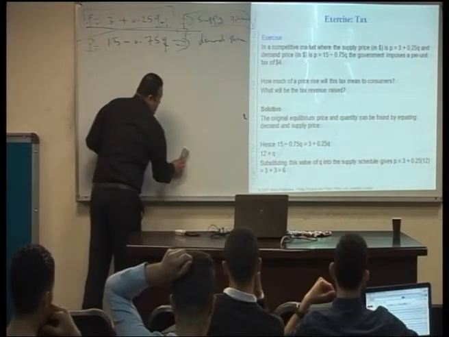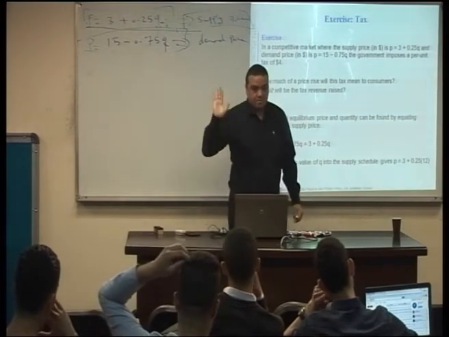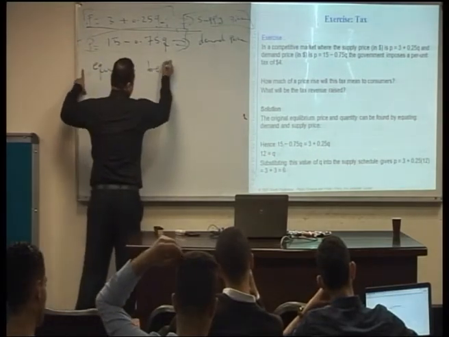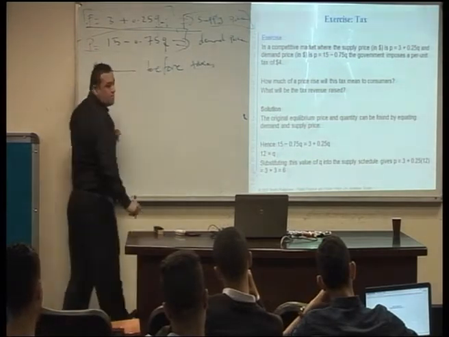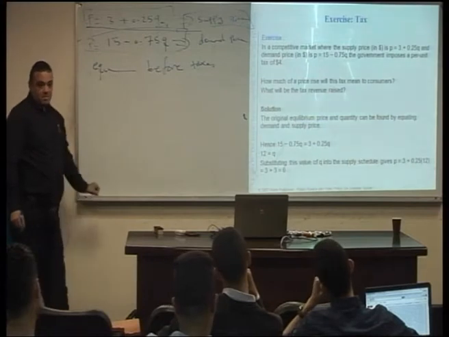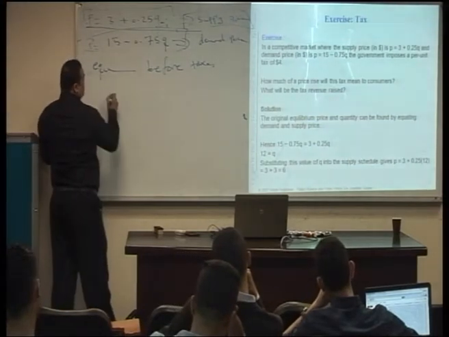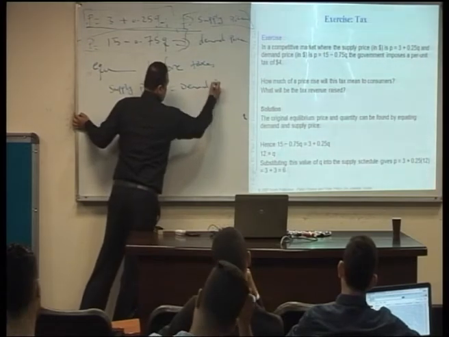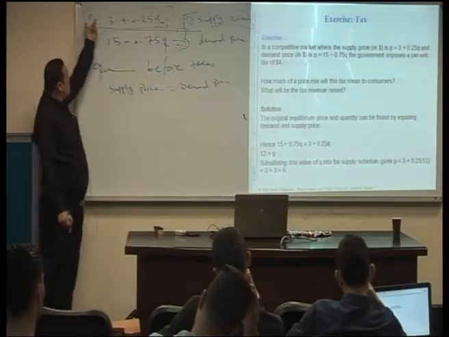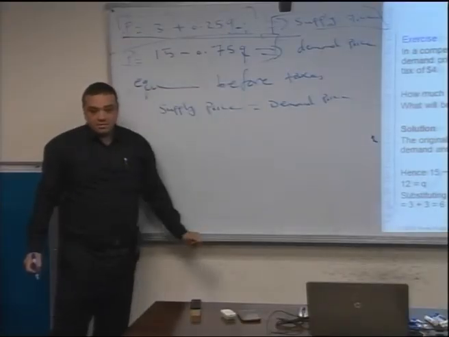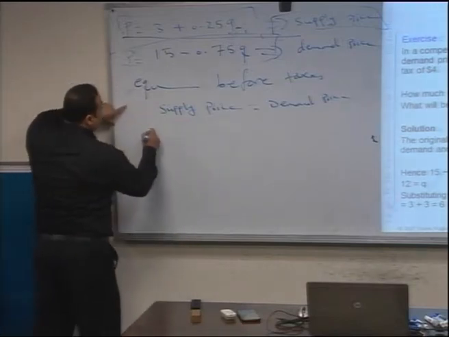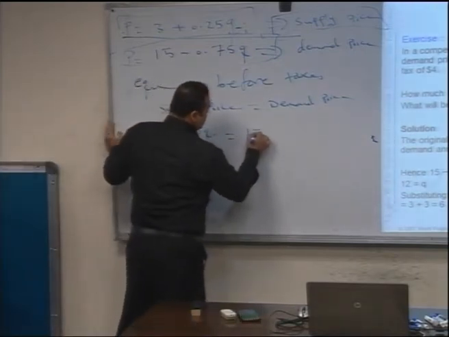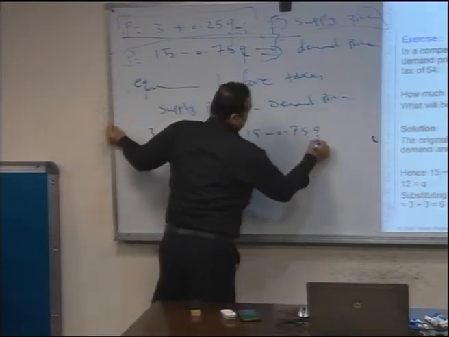Let's determine the original equilibrium before the per unit tax. Before taxes, the supply price equals the demand price, so the right side equals the right side: 3 plus 0.25 Q equals 15 minus 0.75 Q.